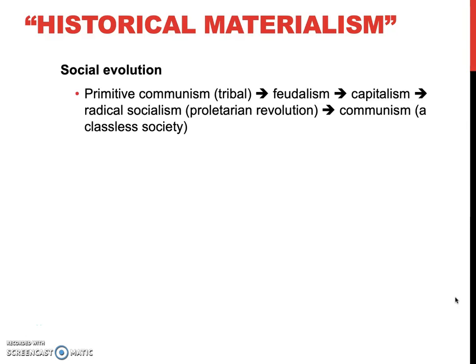His version of social evolution has come to be called historical materialism. That wasn't his term for it. It was a term applied later. And notice the word materialism. Marx was not only a social evolutionist, he was also a materialist.